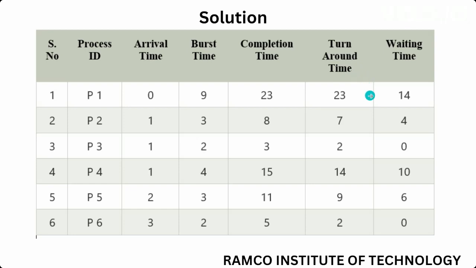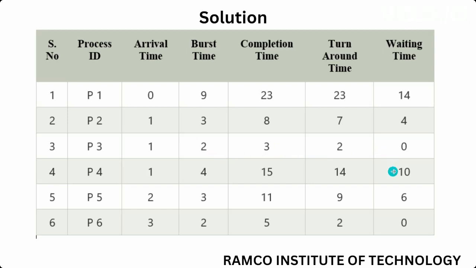So for process P1, the waiting time is 14. Here the turnaround time is 23 and the burst time is 9. So 23 minus 9, 14. The next process, P2. P2 waiting time is 4. The turnaround time is 7 and burst time is 3. So 7 minus 3, 4. Next process P3. P3 waiting time is 0. Here the turnaround time is 2 and burst time is 2. So 2 minus 2, 0.